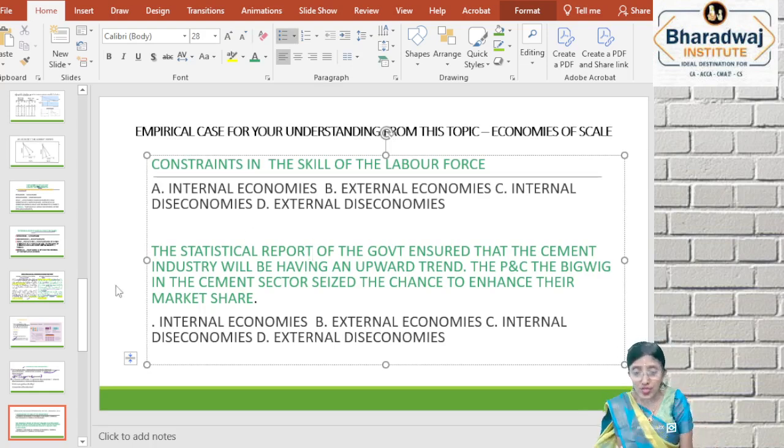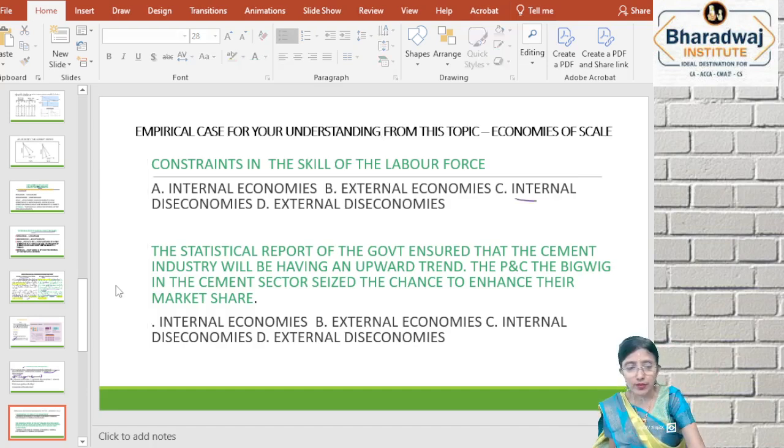Okay. Now, constraints in the skill of the labor force. My labor force is not competitive. We are not talking about the country's labor force in general; it's implied. So it is a constraint. It's not expertise. Earlier you saw expert R&D wing. Here it is not expert, it is constraints. The laborers' skill is probably outdated. They have to be trained. Probably there is a lag in their performance. So it is an internal diseconomy.